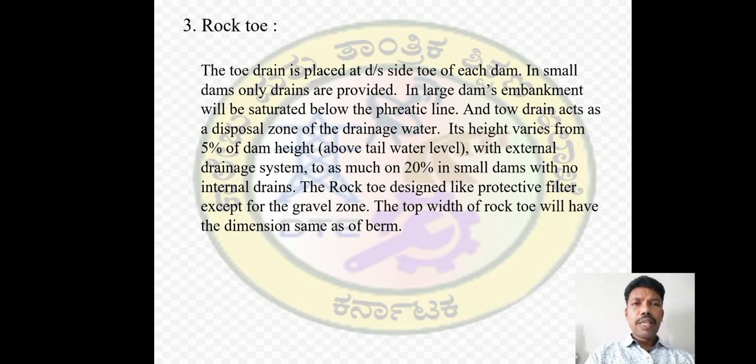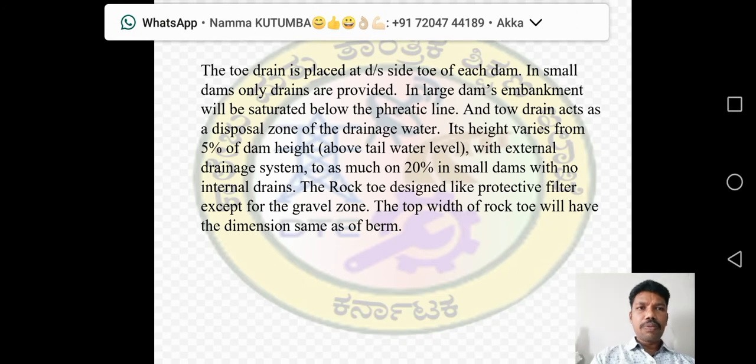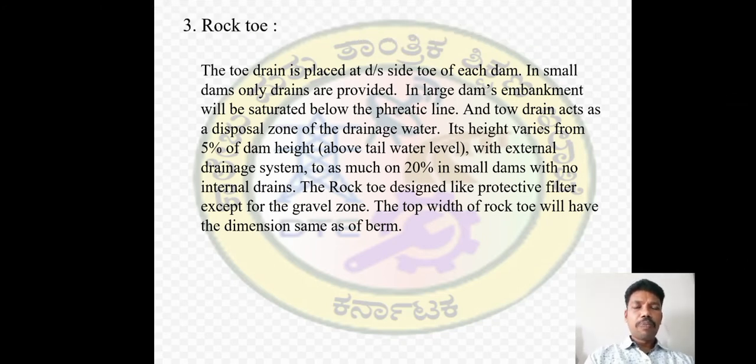Then we have the other one, rock toe. Rock toe is a protection work provided at the downstream side. We know that some of the water will erode the toe portion, which must be protected, and that can be protected with the help of the toe protection. Otherwise the toe will be eroded and that will lead to the sliding of the dam. For that purpose we will provide a protection work at the toe, at the downstream end of the dam.